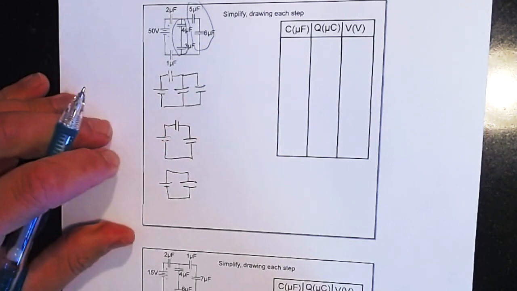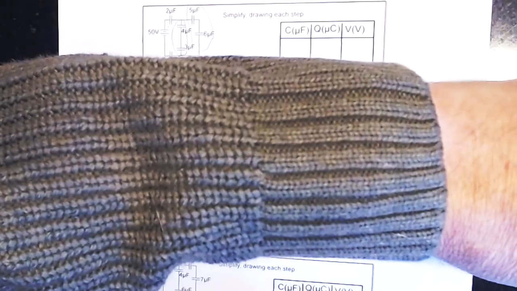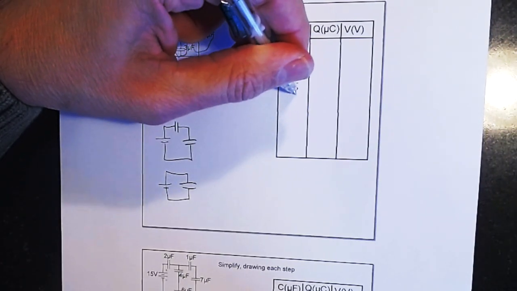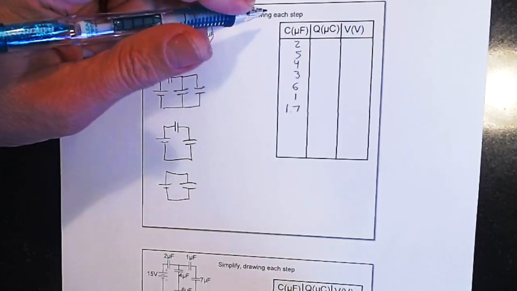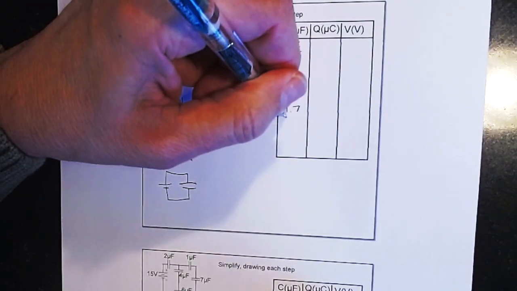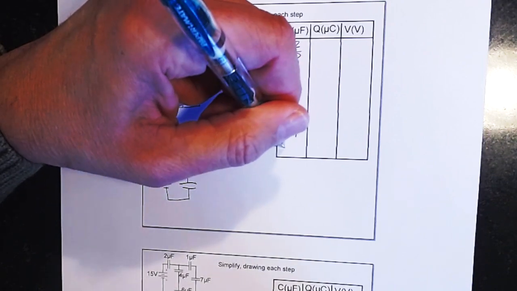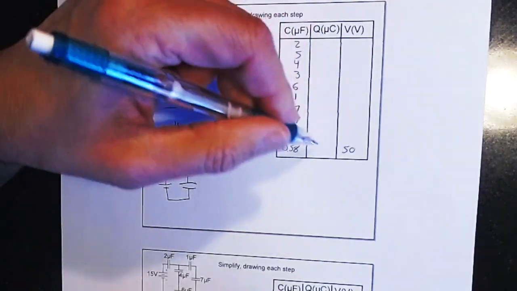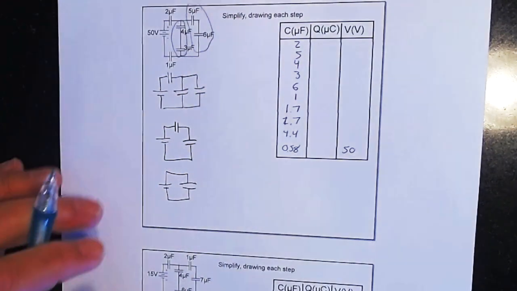And I will fill out the capacitances that you should find when you get that. I've got them written down: 2, 5, 4, 3, 6, 1, 1.7, 2.7, 4.4, and 0.58, 50. Okay, and I'm not going to write down all the voltages, but I'll write the charges just so you see. Actually, I'm just going to paste in the answer.